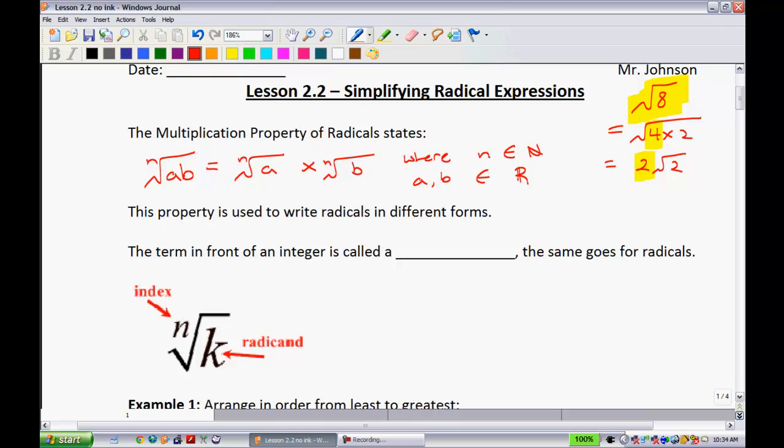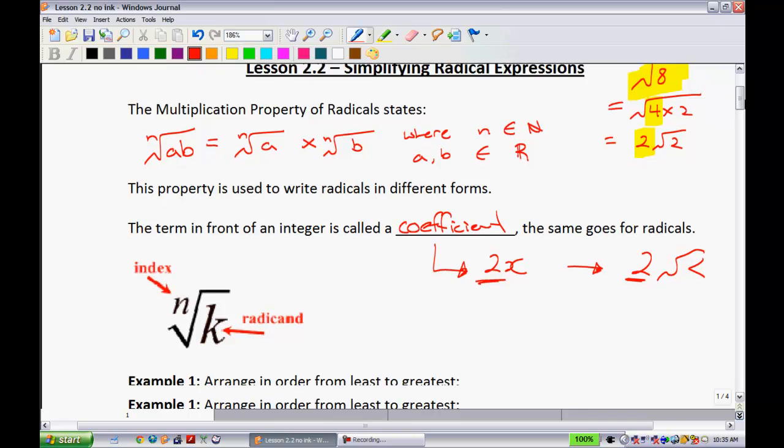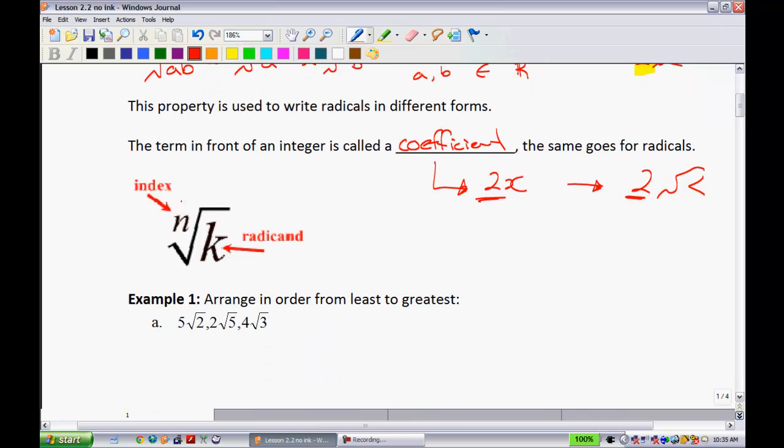What we see is the term in front of the radical is called a coefficient. So for instance, when we dealt with coefficients in the past, we might say something like 2x. Well, the 2 is the coefficient. When we have radicals, you could have something like we have up there, 2 root 2, and the 2 is the coefficient right there. Just to remind you, because we're going to be using some of this vocabulary, n is going to be your index, and k is going to be your radicand. Basically, whatever is on the outside there is your index. Inside here is your radicand.